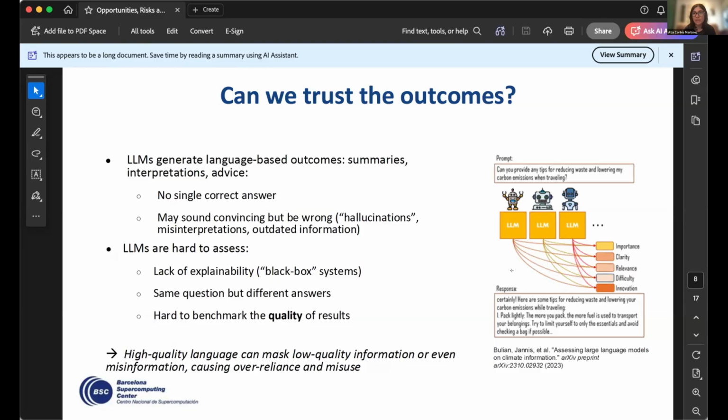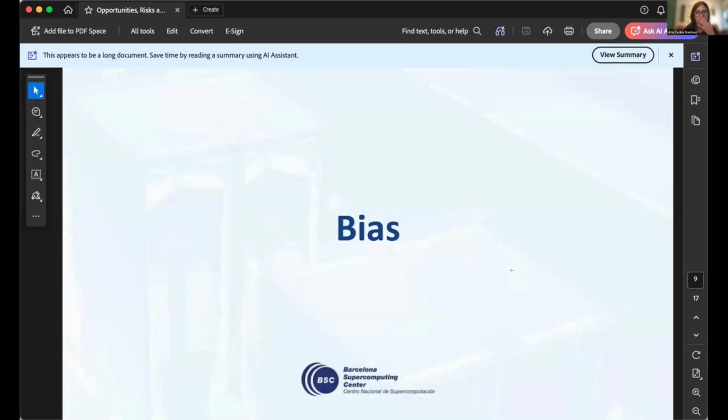So the problem here is that with LLMs, we are interacting with systems that have high quality language. So we have this interaction that seems to be kind of human-human interaction instead of human-machine interaction, but this can mask low-quality information or even misinformation. And in the end, this has an impact on having an over-reliance on the system or even misusing it.